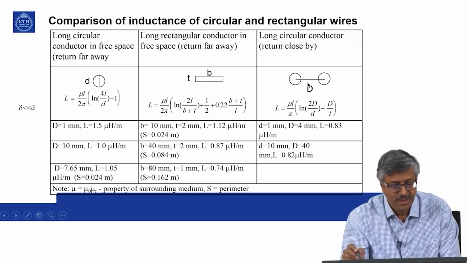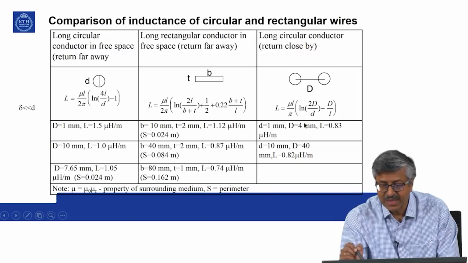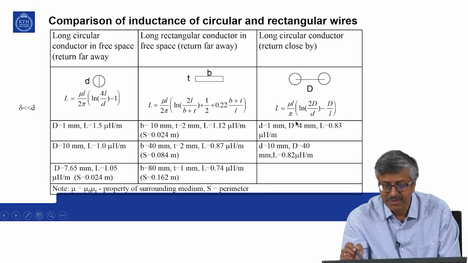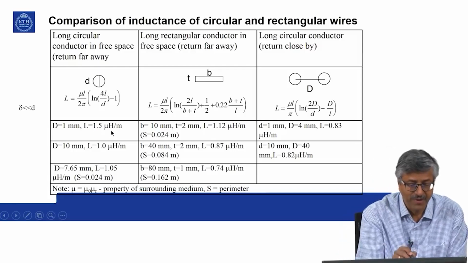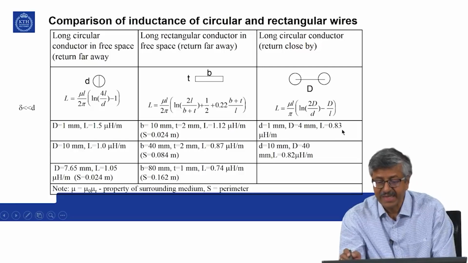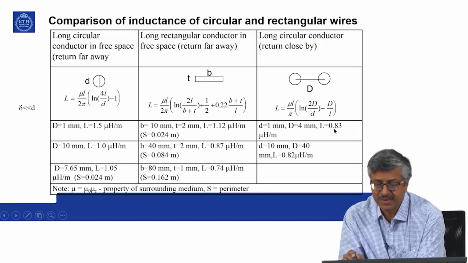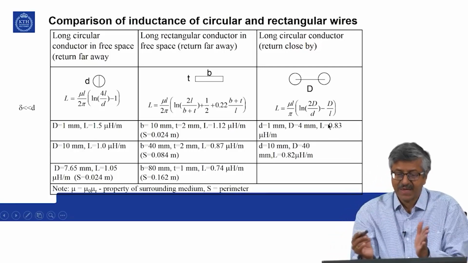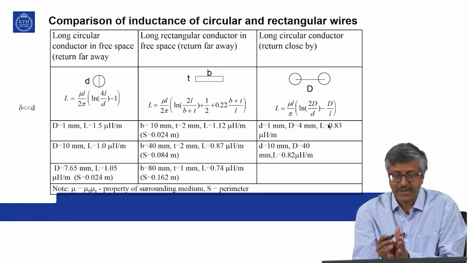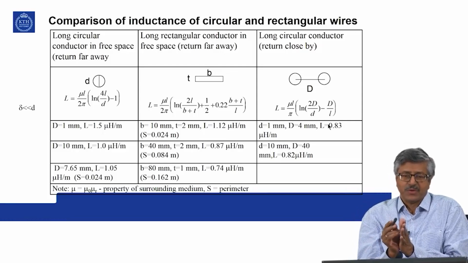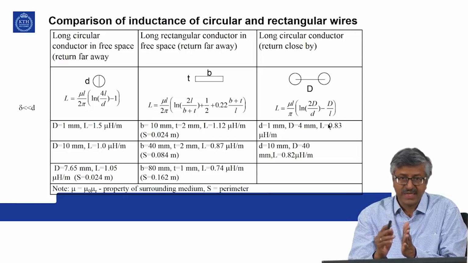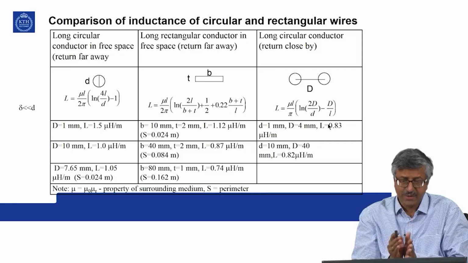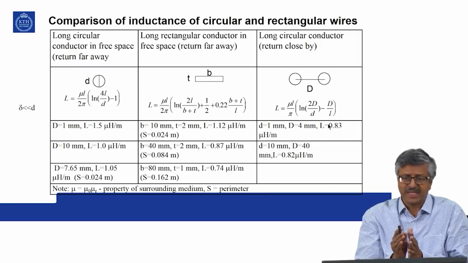then you see that for D equal to 1 millimeter and return 4 millimeter away, inductance can be reduced from 1.5 microhenry per meter to 0.83 microhenry per meter. You can have a reduction by bringing close the wires together. It makes sense also, because when you bring close the wires together, the flux linking with that enclosed area is also small, because the area is small.